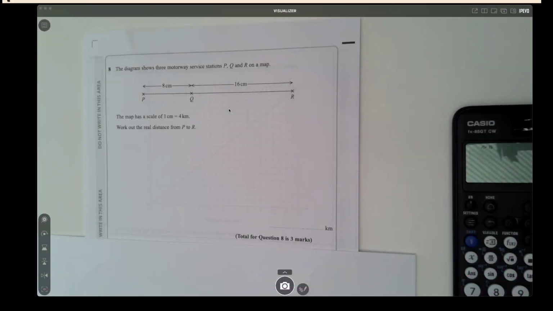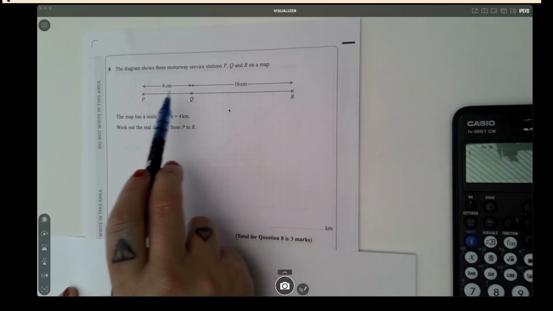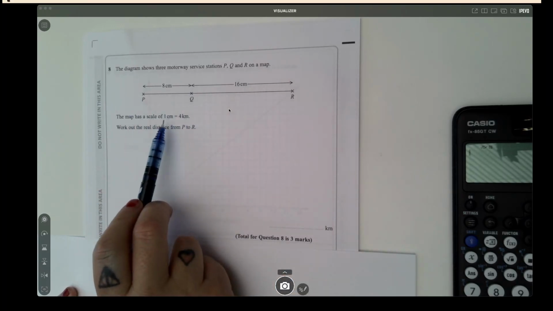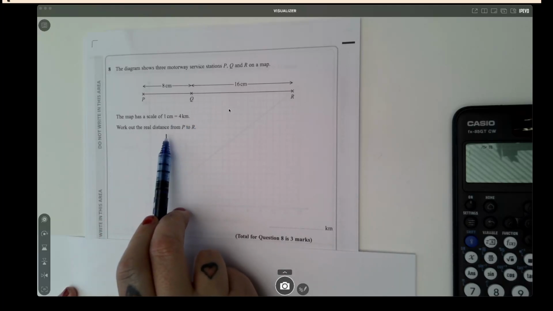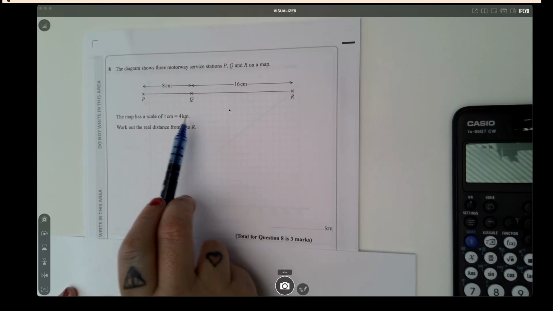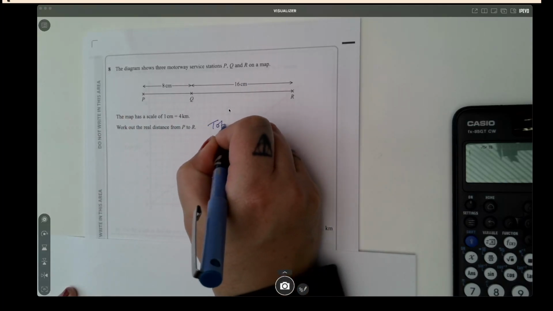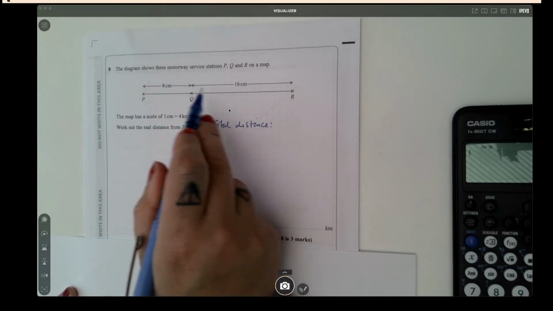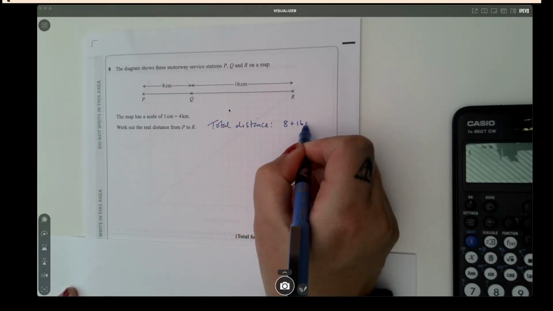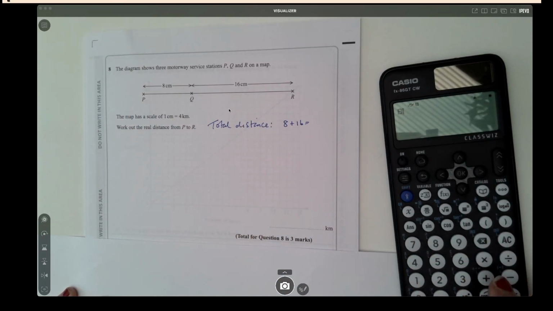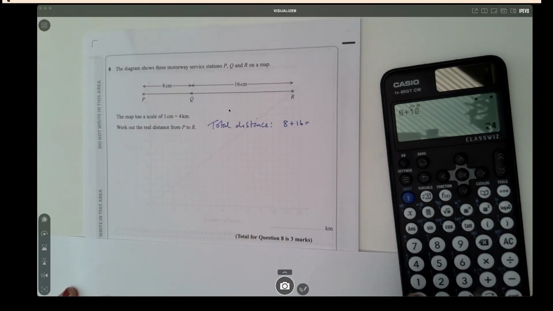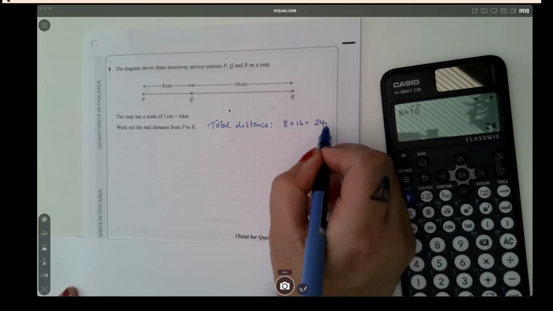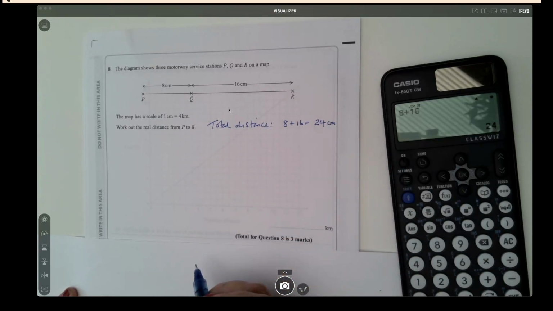Question 8. The diagram shows 3 motorway service stations P, Q and R on a map. The map has a scale of 1 centimetre equals 4 kilometres. Work out the real distance from P to R. So I'm going to find out the total distance. The total distance from P to R is 8 plus 16. It's a calculator paper, so you can do this on your calculator to save you some brain power. So we've got 24 centimetres in total.